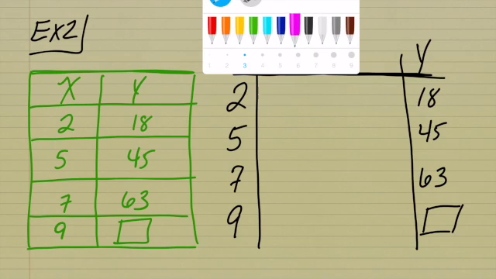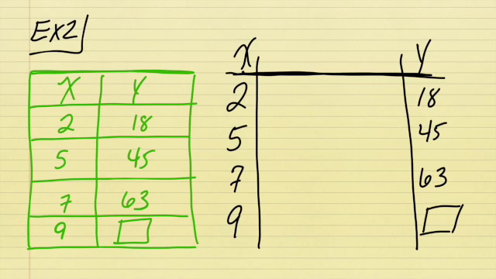So if I'm going from 2 to 18, what happens? I could say 2 plus 16 equals 18. So test out the next one. Is 5 plus 16 equal to 45? Well, no. So it's not plus 16. Okay? What else is jumping out to you? Probably this: 2 times 9 equals 18. So maybe it's times 9.